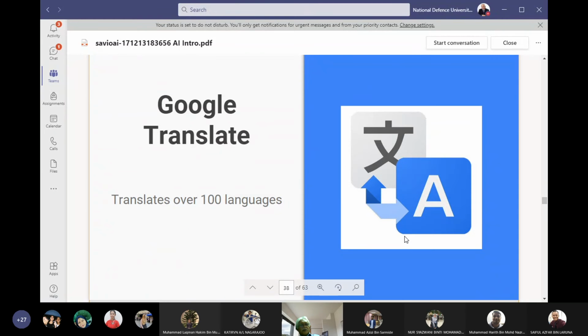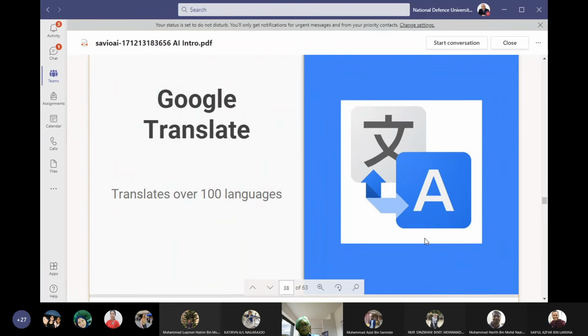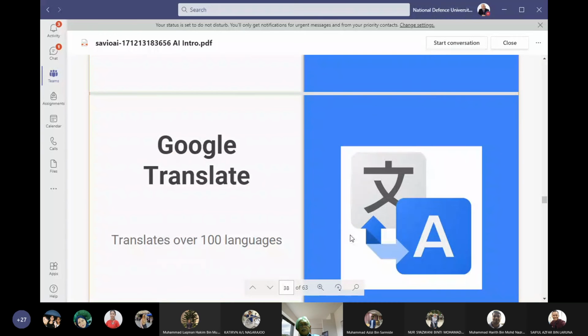Okay, Google Translate, over 100 languages. Okay, I used to use this to translate.